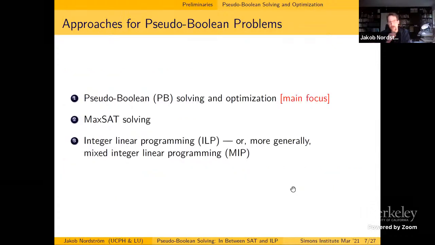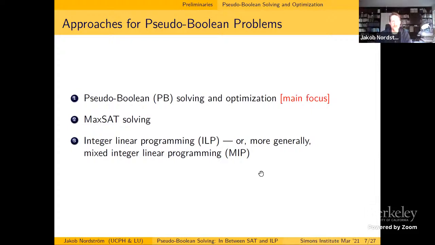And so what I'm going to tell you a little bit about is how you can do this by using so-called pseudo-Boolean solvers. And I'll then also try to discuss how you can borrow ideas from the SAT side, in particular from max SAT solving, and also from mixed integer linear programming. And this is, again, going to be more of a brief overview talk or a sales pitch, that I think this is something that might be interesting to look more into. And so I'll try to give you some pointers.